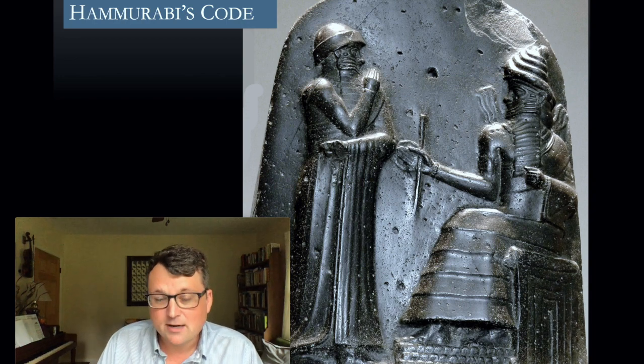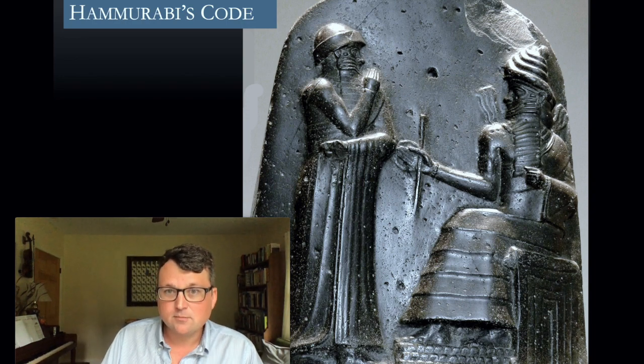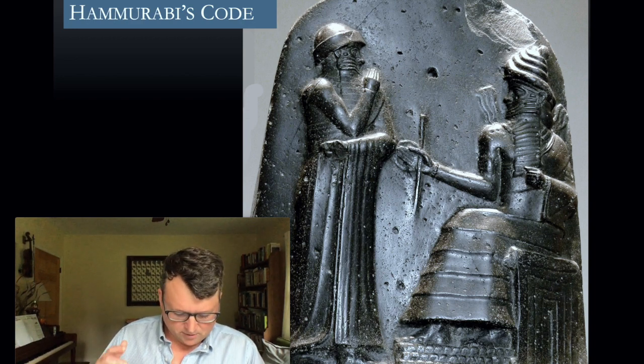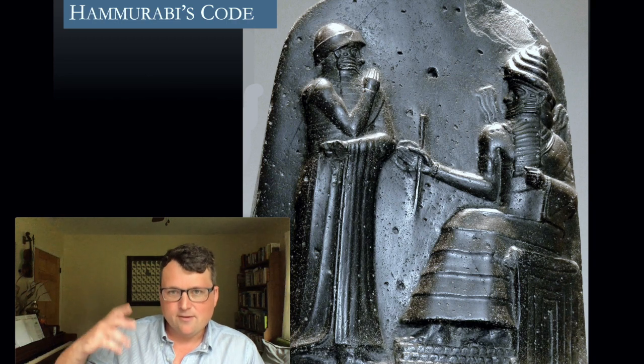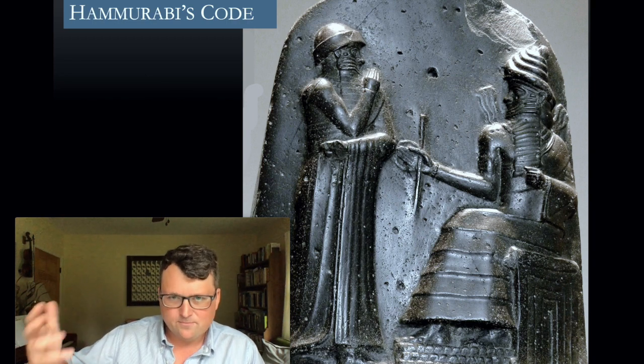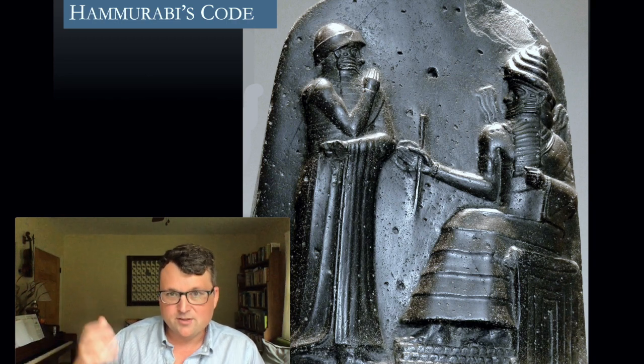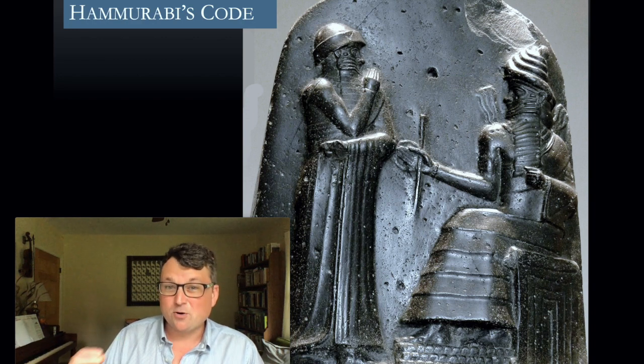You've heard eye for an eye, tooth for a tooth. Yeah, that's an ancient code, but notice who it is. It's this Awilu, the kind of upper class free person. So if an upper class free person takes an eye from an upper class free person, they shall take his eye. This is the upper class law.